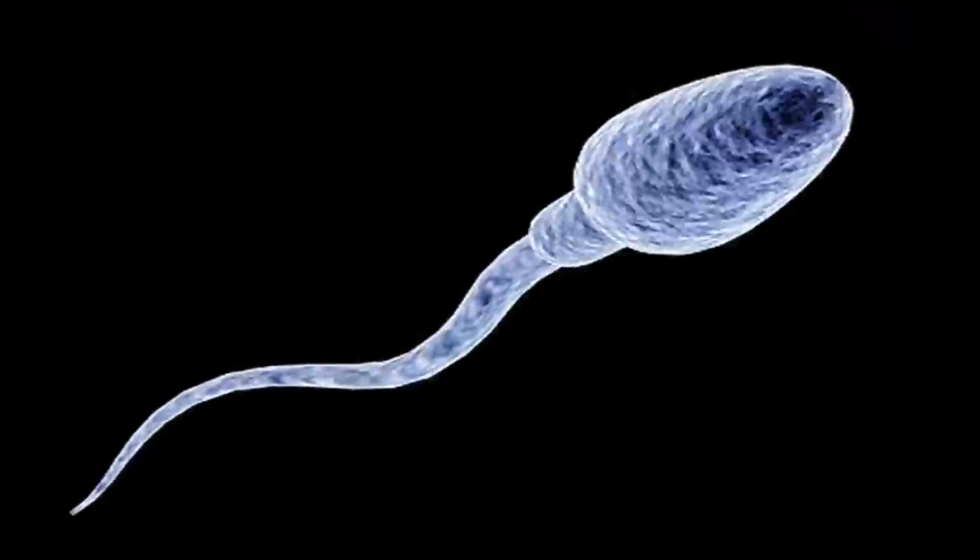This is a 3D image of the sperm showing the head, at the top of which there is the acrosome, and then there's a little constriction called the neck, and then the middle piece, and lastly the long flagellum.